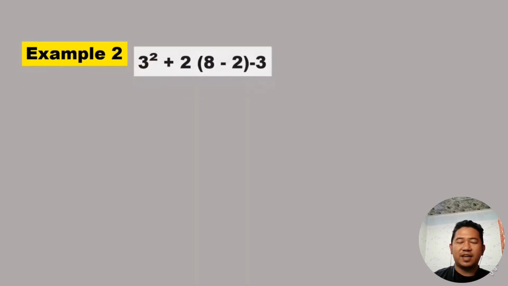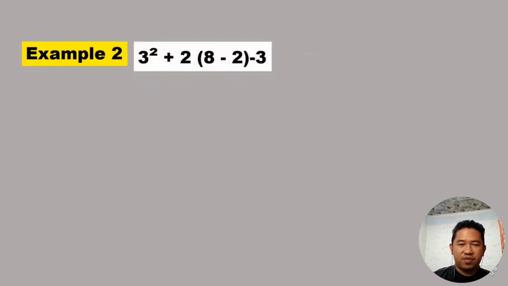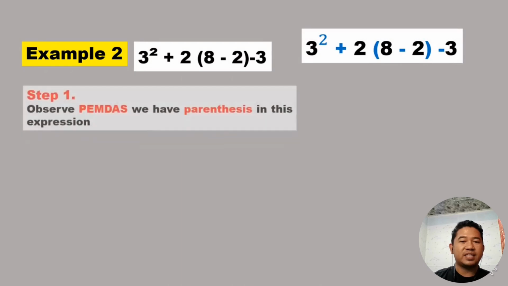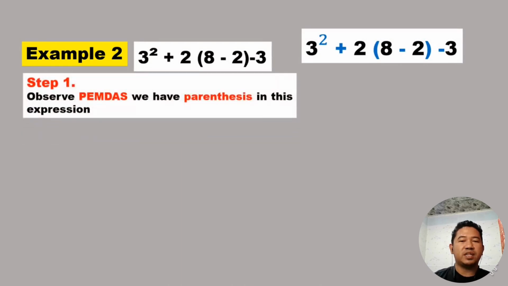Now let's take a look at example number 2. 3 by the power of 2 plus 2, open parenthesis, 8 minus 2, close parenthesis, minus 3. Now, step 1, let's observe the PEMDAS rule. We have parentheses in this expression. So what are we going to do first? 8 minus 2, that's 6.